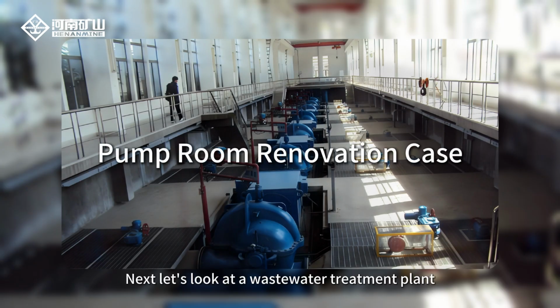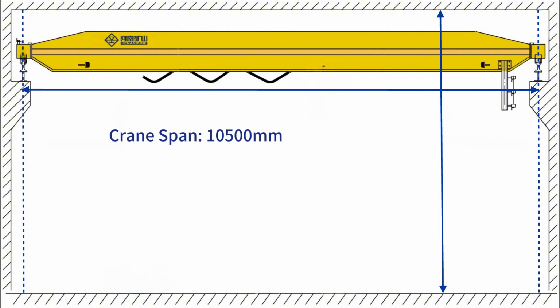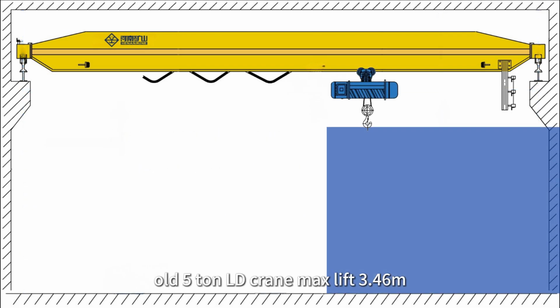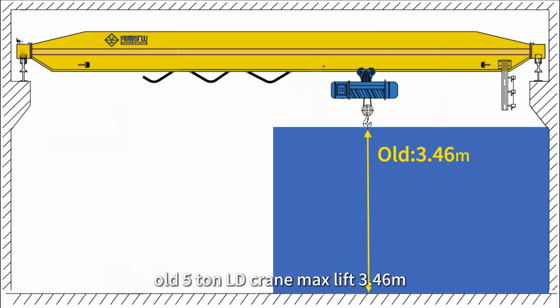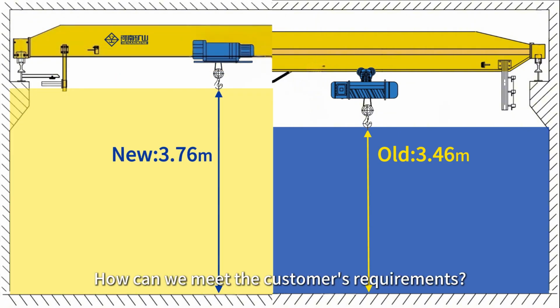Next, let's look at a wastewater treatment plant upgrade case to see the differences more clearly. Given the cost concerns, the customer does not want to carry out large-scale modifications to the existing workshop. But the old 5-ton LD crane has a max lift of 3.46 m, and the new pump needs a minimum of 3.76 m. How can we meet the customer's requirements?